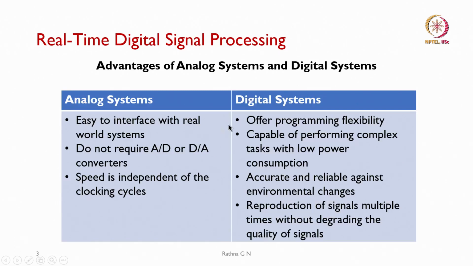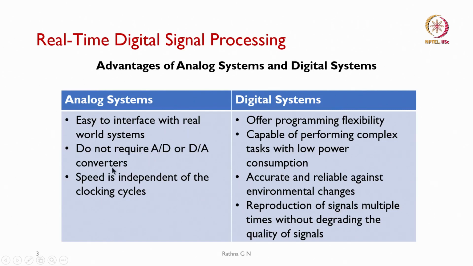So, coming to some of the advantages of analog systems and digital systems. We will say that for analog systems, the first one is that it is easy to interface with real-world systems. From the point of view of digital systems, they offer programming flexibility, and are capable of performing complex tasks with low power consumption. In the case of analog systems we do not need any A to D or D to A converters, because the input is in the analog format and even the output we want in the analog domain. So, we need not convert signals from analog to digital or digital to analog.